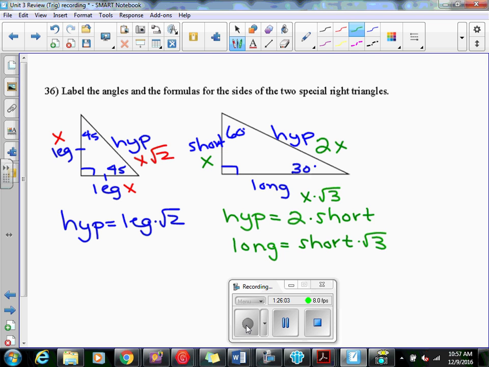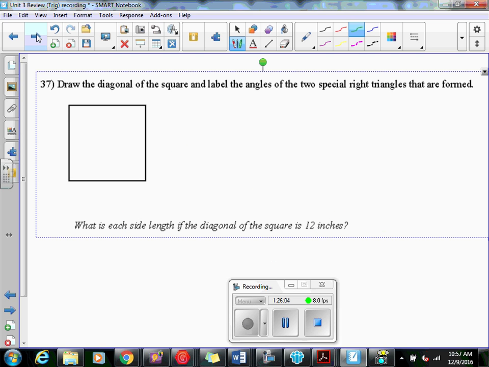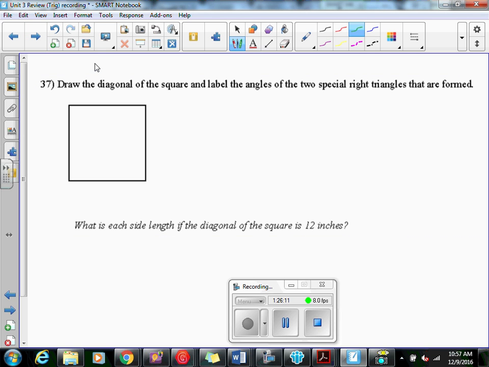All right, so going to the next one. For number 37, it says draw the diagonal of the square and label the angles of the 2 special right triangles that are formed. So if this is a square, what do you know about the angles? If they're all the same, how many degrees are they? They're all 90. If it's a square, all of the angles are 90 degrees.